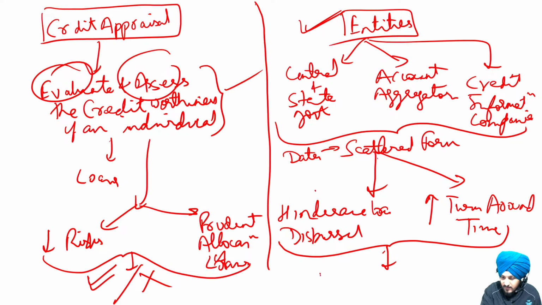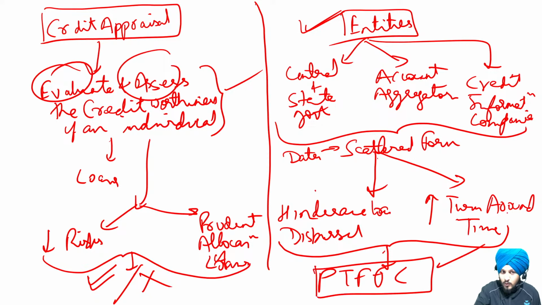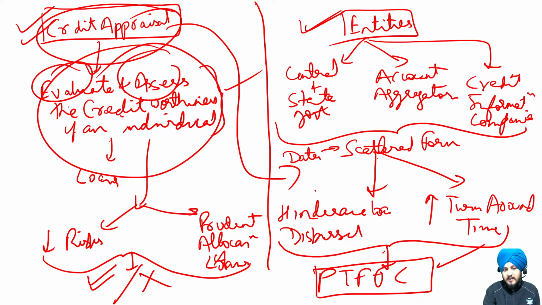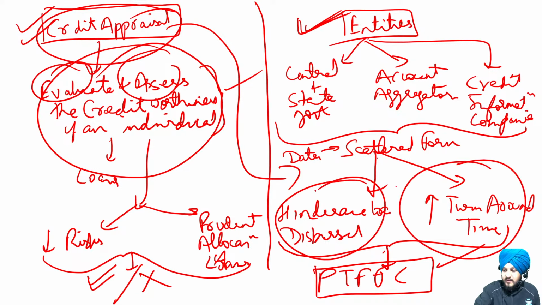And the solution of this problem is the PTFFC, which is Public Technology Platform for Frictionless Credit. So this is the solution of this problem of credit appraisal, which leads to lengthy time in the loan disbursal. I hope this problem is clear to you. What we are talking about is this whole process of credit appraisal, where the bank evaluates and assesses the creditworthiness of an individual, for which it has to contact multiple entities in order to obtain the documents of an individual, which creates a lengthy process and increases the turnaround time of the loan disbursal.